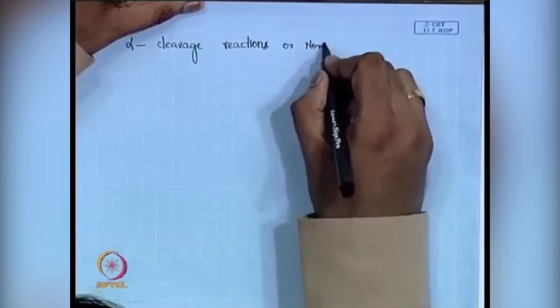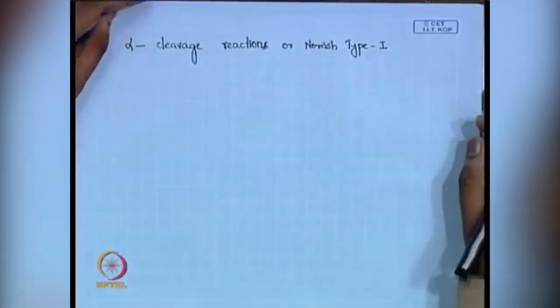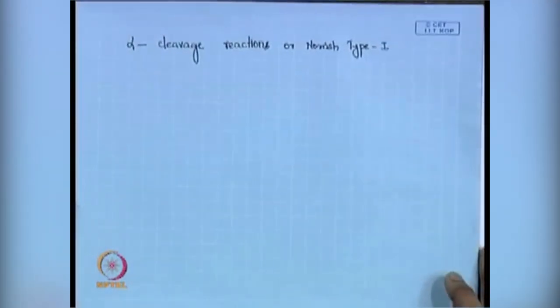If you take a ketone and shine light, it undergoes a type of photo decarbonylization, and this reaction was first observed by R.G.W. Norrish. He is the person who first observed this photo decarbonylation of ketone. That is why we call this alpha cleavage reaction. Otherwise, you can call it a Norrish type 1 process, right.